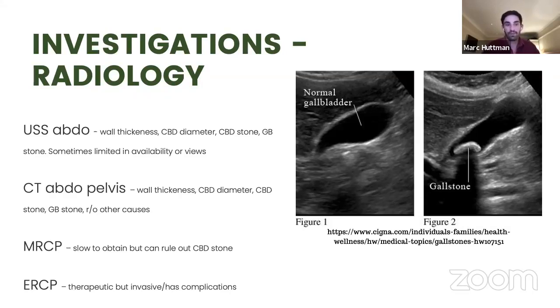And of course, the advantage of it is that you can look for things like pancreatitis and other causes of acute abdomen if you're not so sure. But the first line investigation for gallstone disease would be ultrasound abdomen.